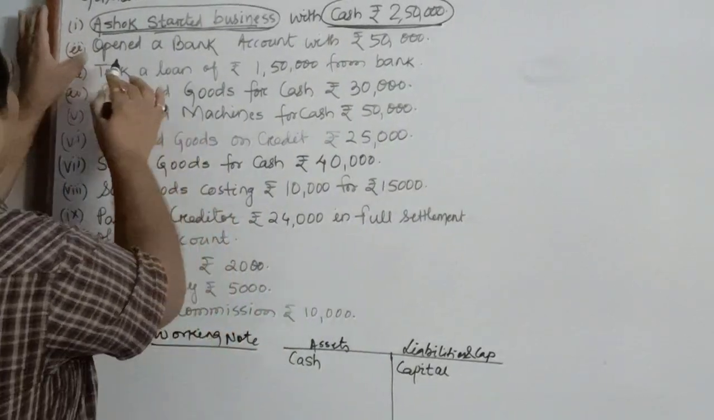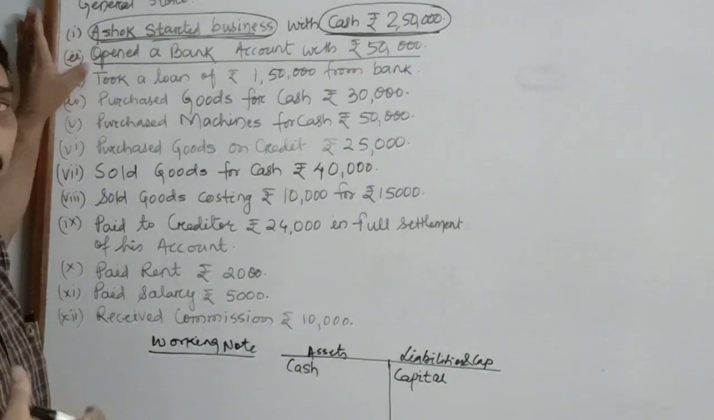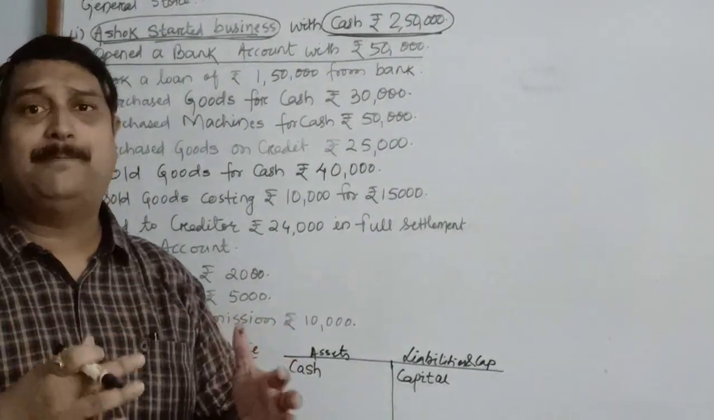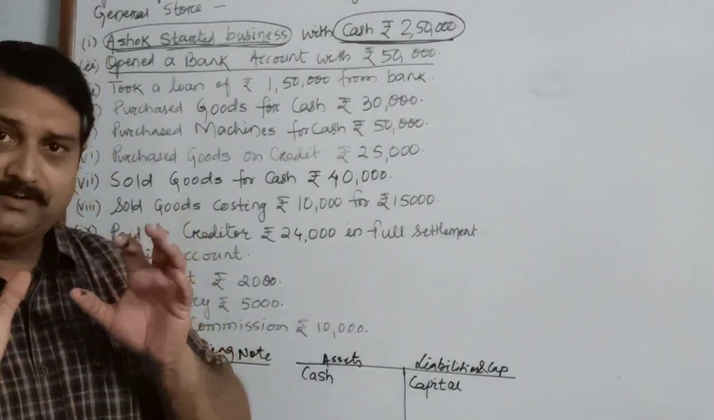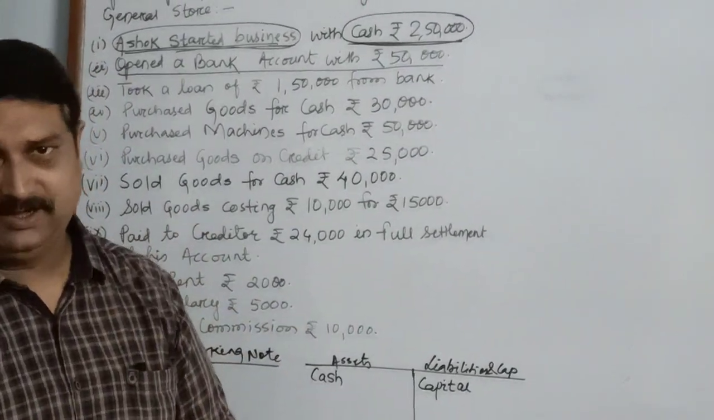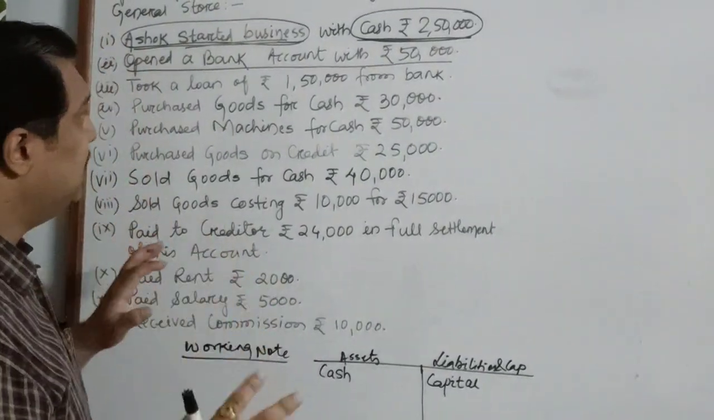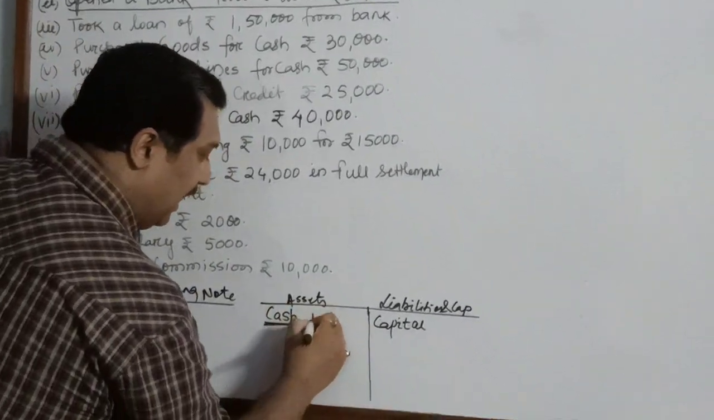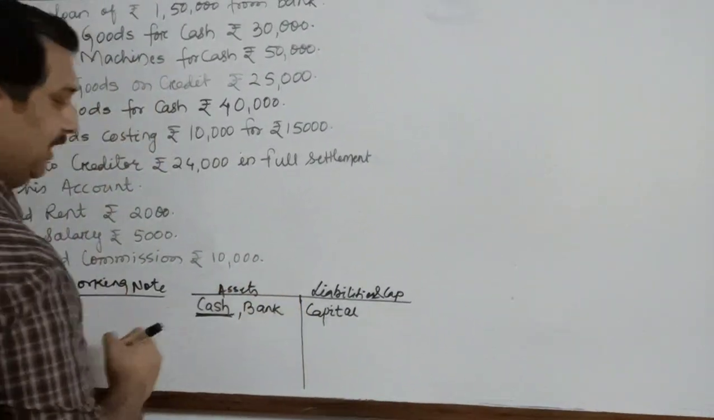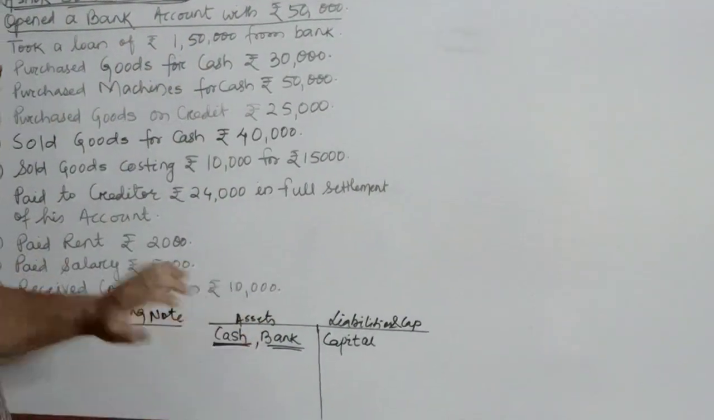Second one is, opened a bank account with rupees 50,000. So how can you open a bank account? In order to open a bank account, you will have to deposit money into the bank, deposit cash into the bank. That means there are two things involved. One, your cash account will reduce and your bank account will increase. So these are the two things.